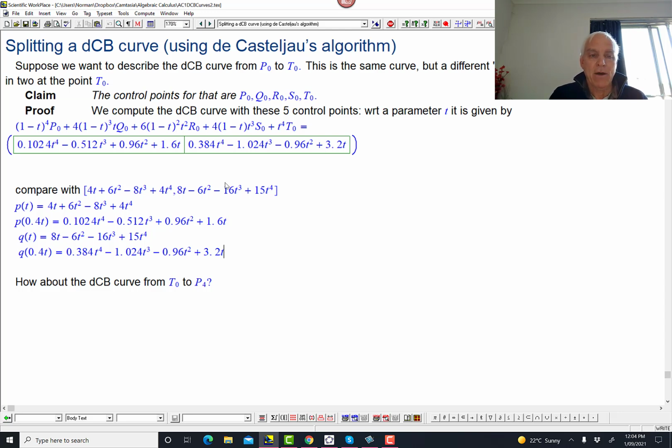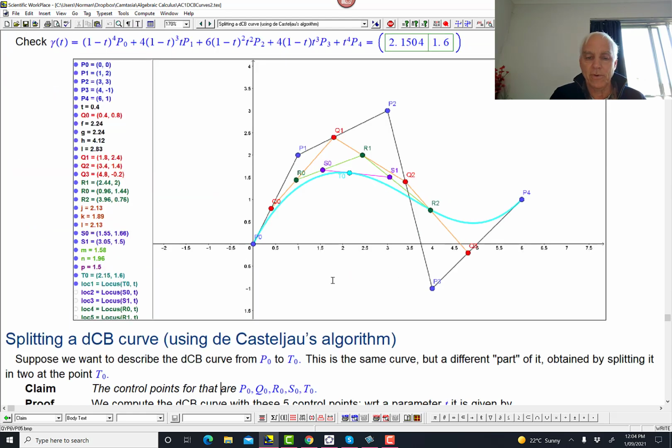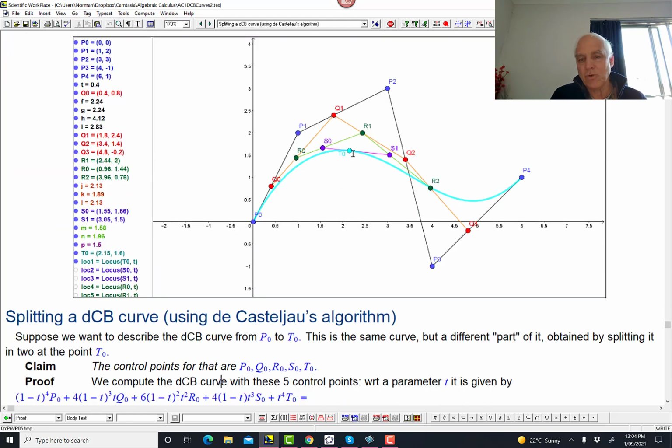Okay, now that's for that part of the curve. What about the dCB curve from T0 to P4? Okay, so what's the story with the other half of the curve? We want to describe the dCB curve from T0 to P4. What do you reckon its control points are going to be? Well, I think you'll have not too much problem in trying to figure out what those things are, but I'll let you think about what that is and check that it actually works.